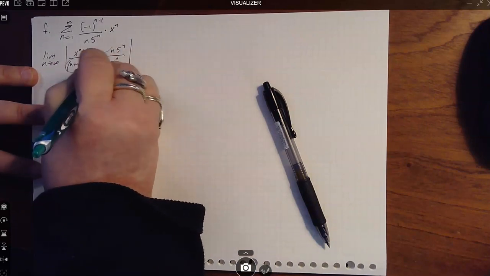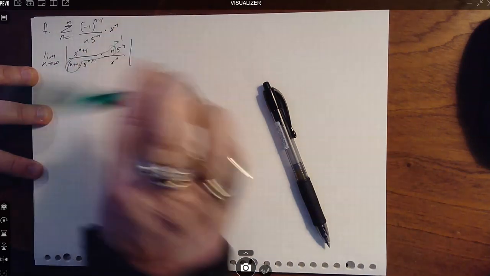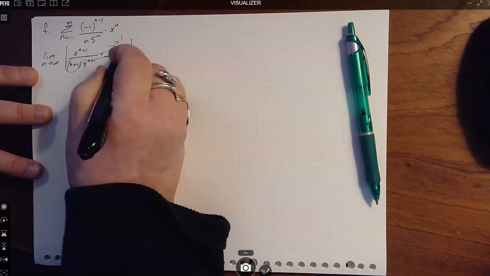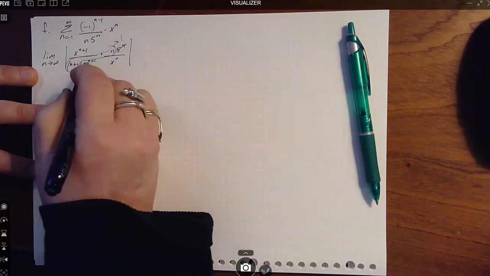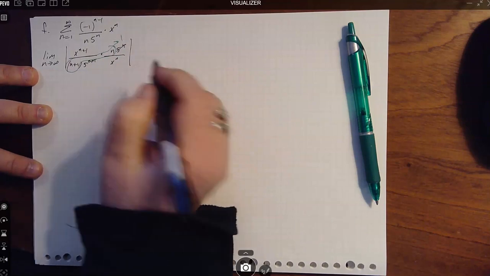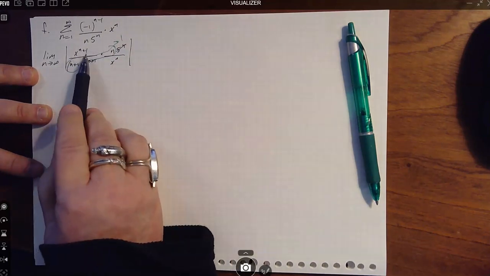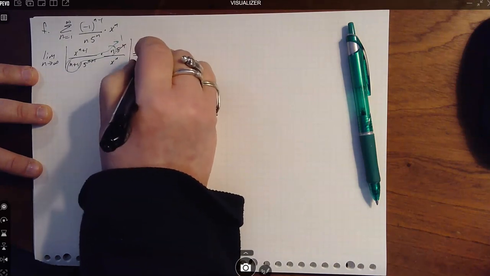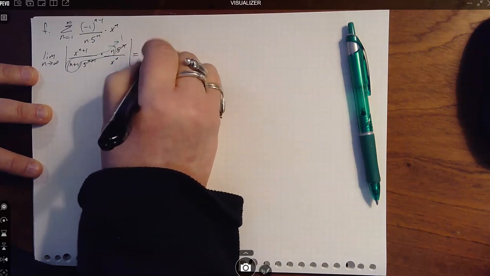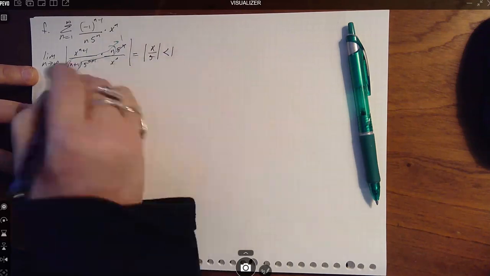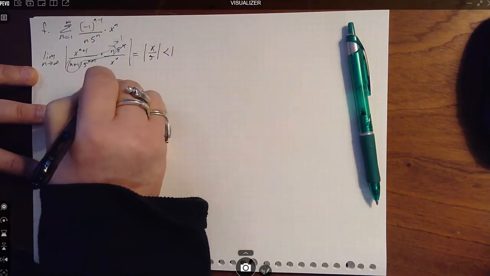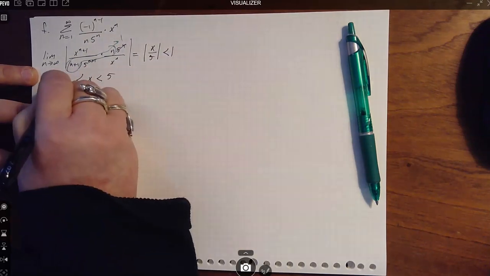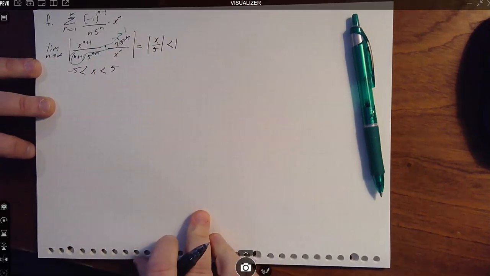n over n plus 1, that limit goes to 1, so I can ignore it. 5 to the n over 5 to the n plus 1, I'm left with a 5 on the bottom. x to the n plus 1 over x to the n, I'm left with an x on top. So I have the absolute value of x over 5, and that must be less than 1, which means my x is between 5 and -5.